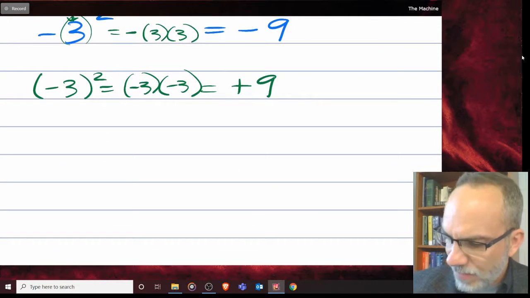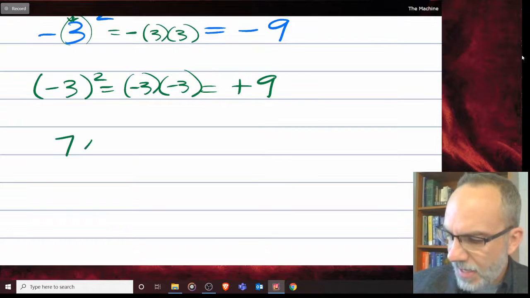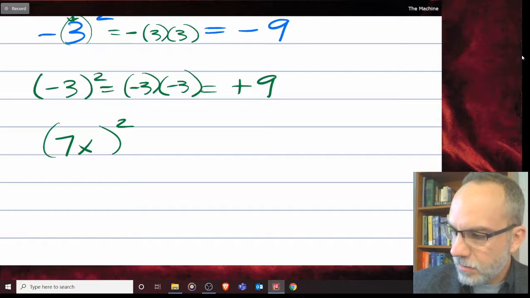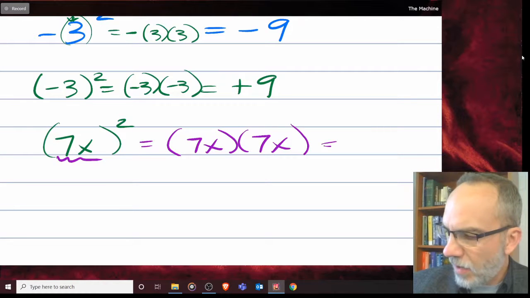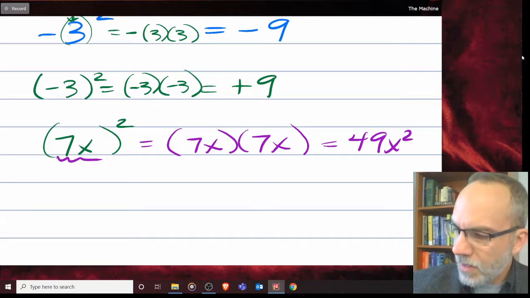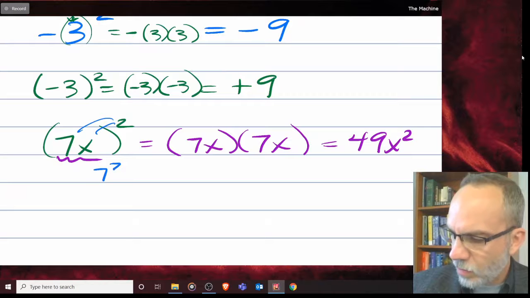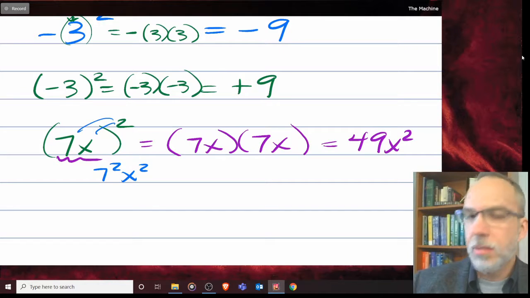So, for example, if we did this algebraically, (7x) quantity squared means that the base is 7x, which means I repeatedly multiply 7x times 7x, and I get a positive 49x squared, which, if you think about it, is simply just squaring each of these pieces, right? Isn't that 7 squared x squared? Isn't that what I get?